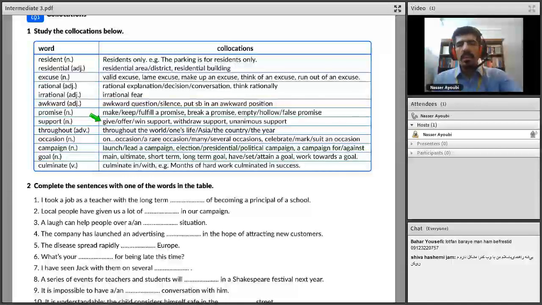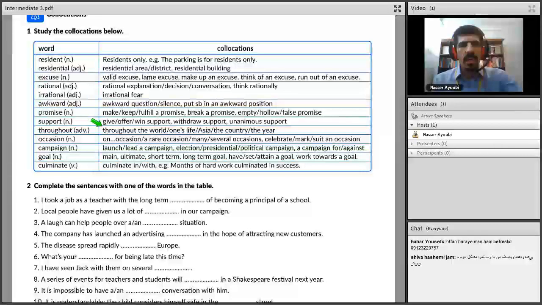Unanimous support is an agreed support. When all the people in a group agree to support somebody, they will give unanimous support to him or her. All the people agree to support somebody.